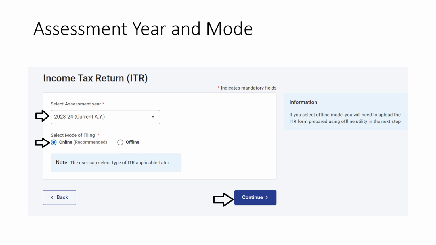Previously also we had the online option. But from last year, it is pretty comprehensive and does most of the calculations and the pre-population of the income, taxes, all these things. So it's pretty easy. Once you select the assessment year and also the mode of filing, click on the Continue button here.